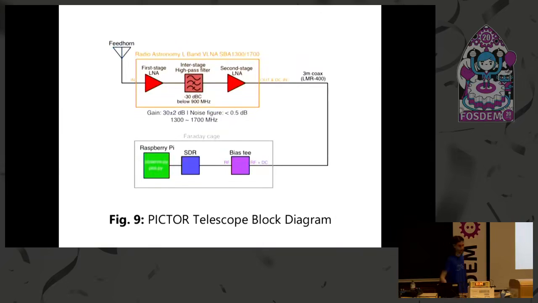So how does it work? The signal enters the feed horn, gets amplified, filtered, and then amplified. This is a two-stage low-noise amplifier, and runs through a 3-meter low-loss coaxial cable. Then runs through a Faraday cage to reduce spurious emissions to the telescope, which is undesired. Runs through a bias T, an SDR, and of course a Raspberry Pi.